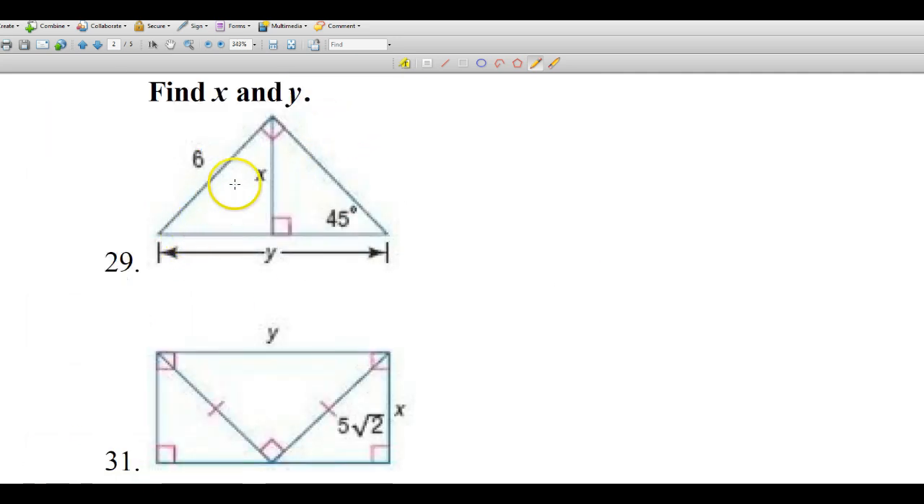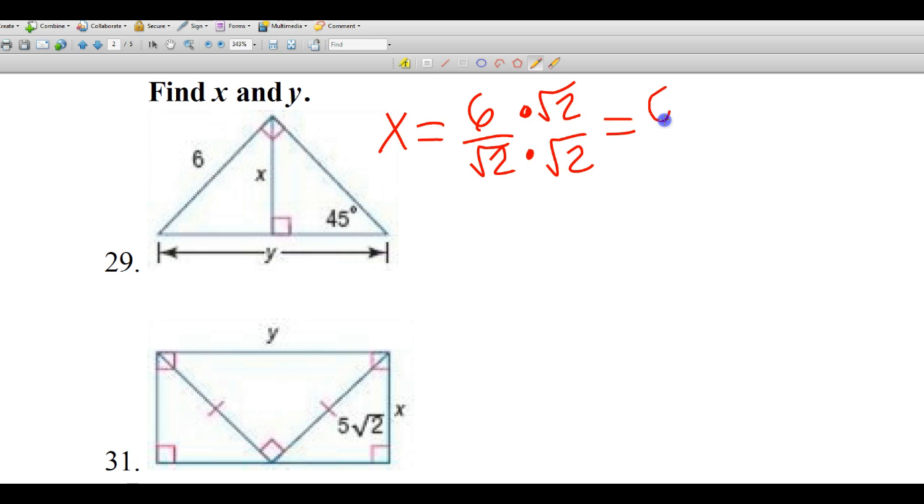In number 29, we're given a 45, 45, 90 triangle. So each side is a 45, 45, 90 triangle. So first we would find x. We're given the hypotenuse of our 45, 45, 90. So to find x, we divide our hypotenuse by the square root of 2, and then rationalize that. So we get 6 square root of 2 over square root of 2 times square root of 2 is 2. 2 goes into 6 3 times, so we get 3 square root of 2.